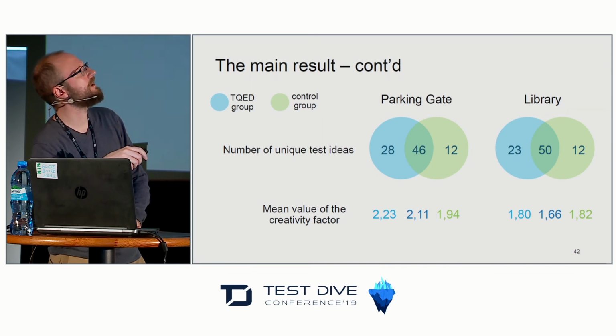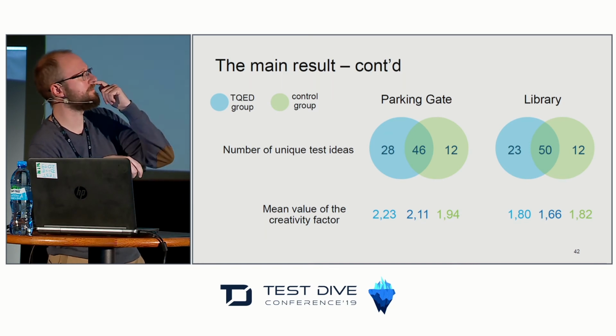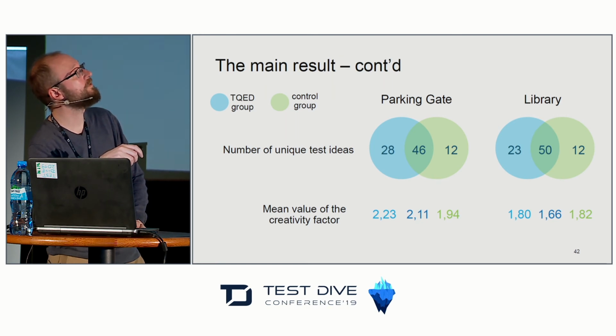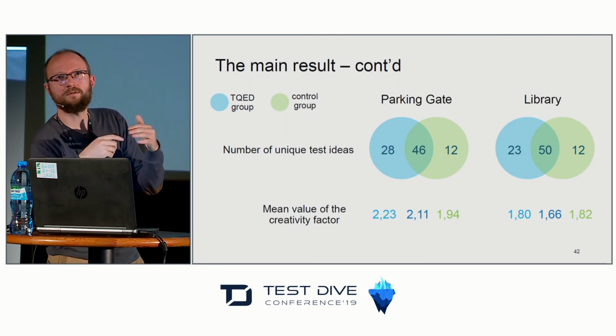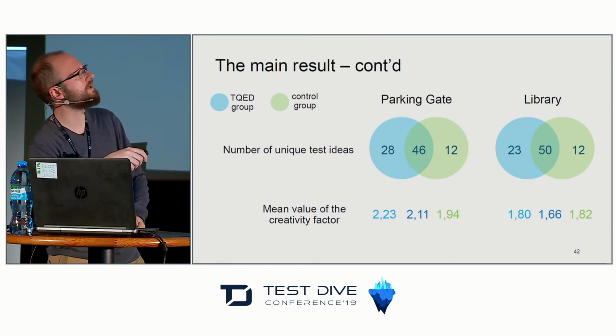For these 28 unique to the TQED group, it was 2.23. And for the unique to the control group, it was 1.94. So we can see that it's a larger number than this one. And there are more unique test ideas in this TQED group as well. The groups had an equal number of participants, so we can compare these numbers.